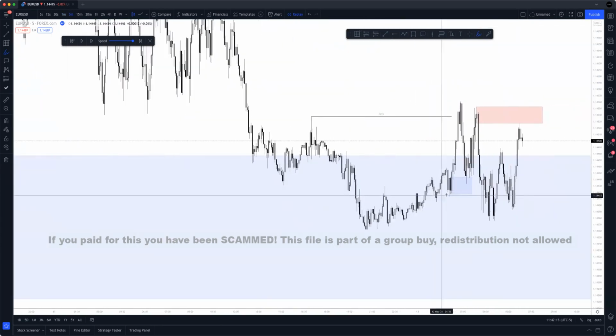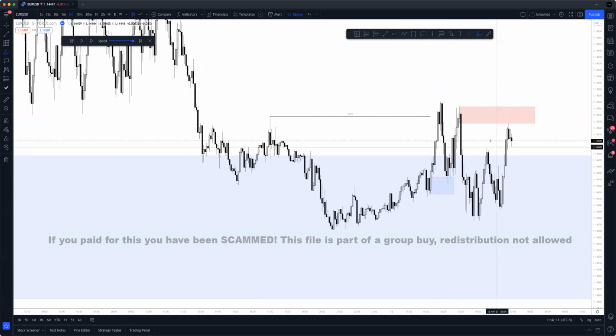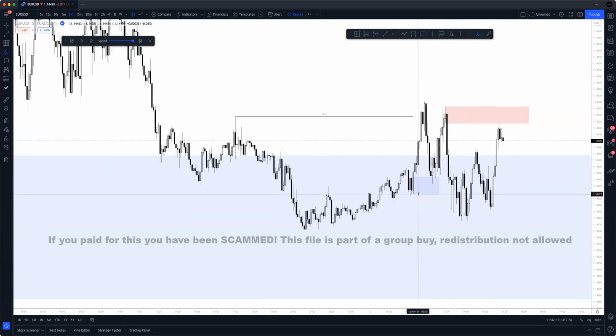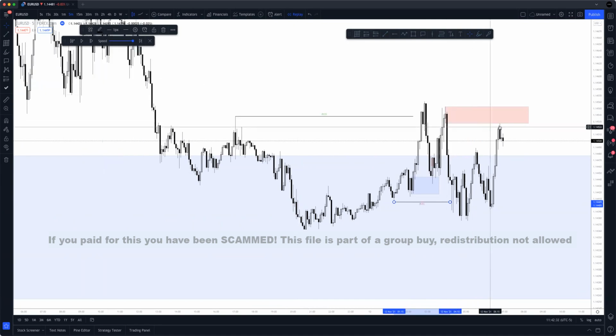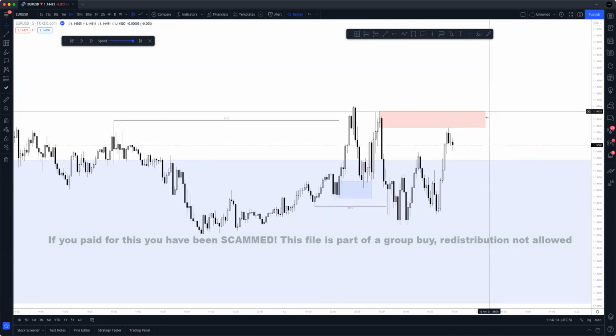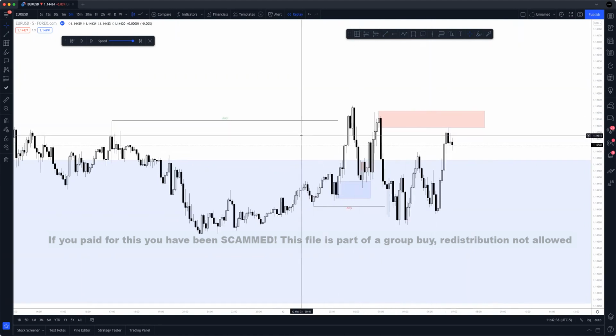So come into here, tap into demand, that's fine. Now we've broken through essentially this point right here, which is your structure point. So now we can put on a break of structure. Okay, so break of structure to the downside. And we created a strong high. So once we got the strong high, we can start to look for potential trades, right?